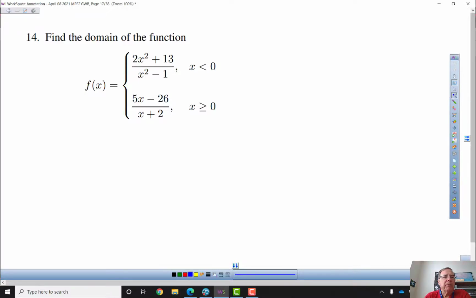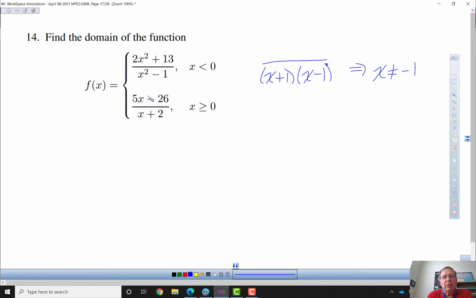Okay, so here's problem number 14, also a domain, but here we have a piecewise function. So if I look at this definition for when x is less than 0, that's not a factorable numerator, but I can factor the denominator into x plus 1 times x minus 1. So from that, we cannot let x equal negative 1. Now, we also can't let x equal positive 1, but we're not in that part of the definition because x is less than 0.